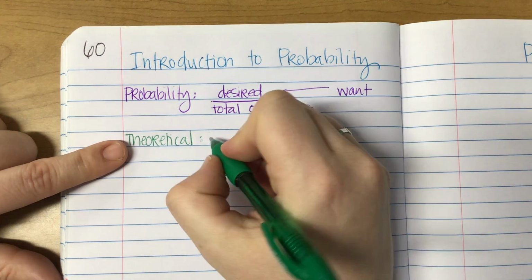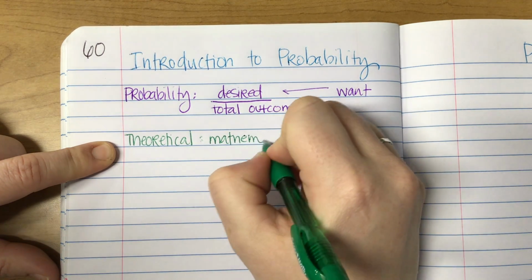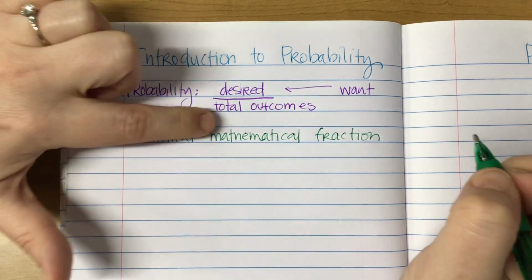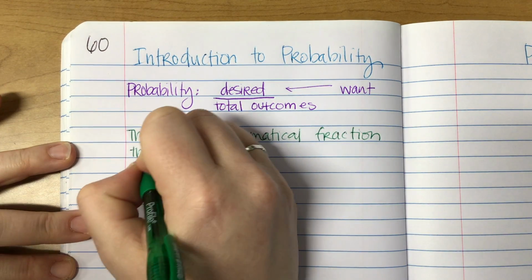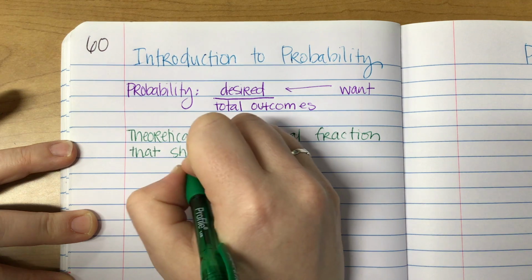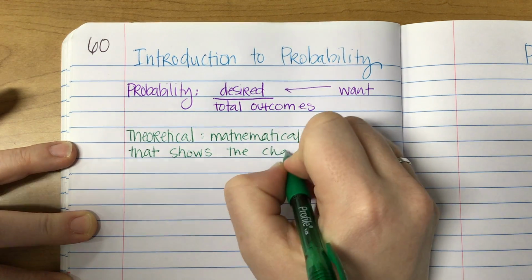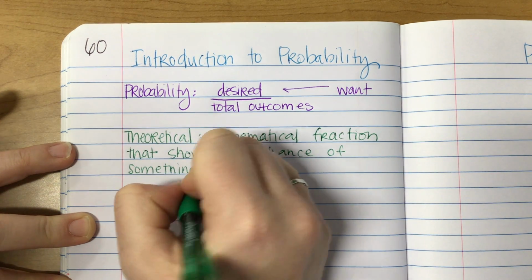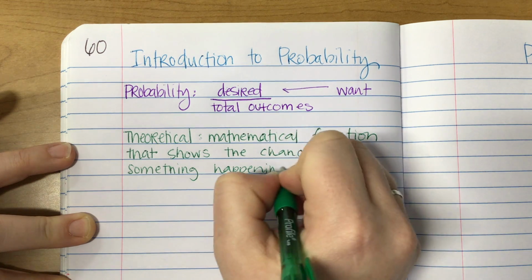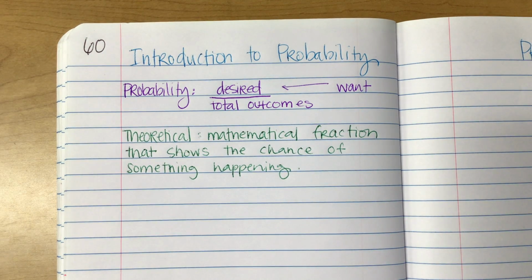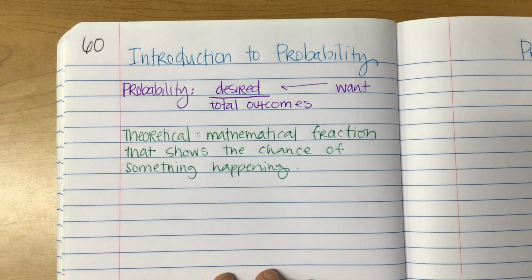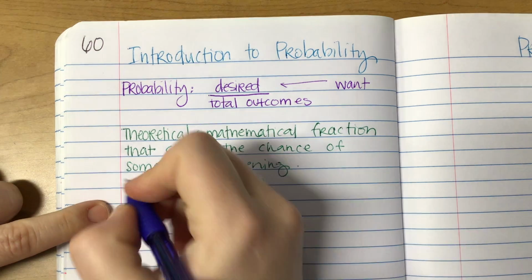And theoretical probability is the mathematical fraction. Probability is a fraction that shows the chance of something happening. So that's the math behind it. I know that this fraction is going to represent the mathematical chance of something happening. But there's also this idea of experimental probability.